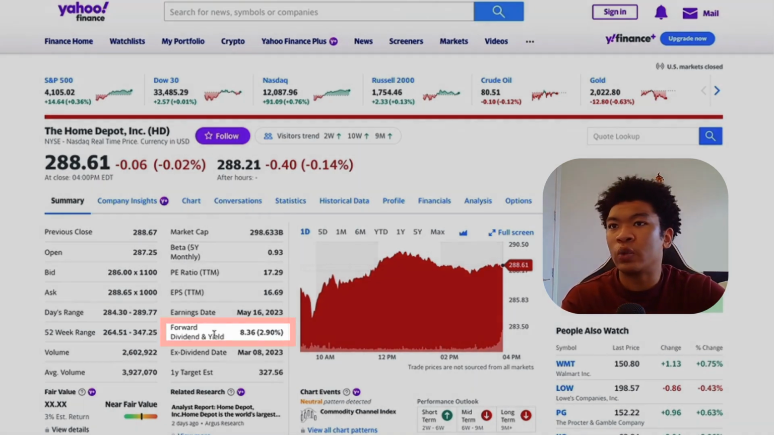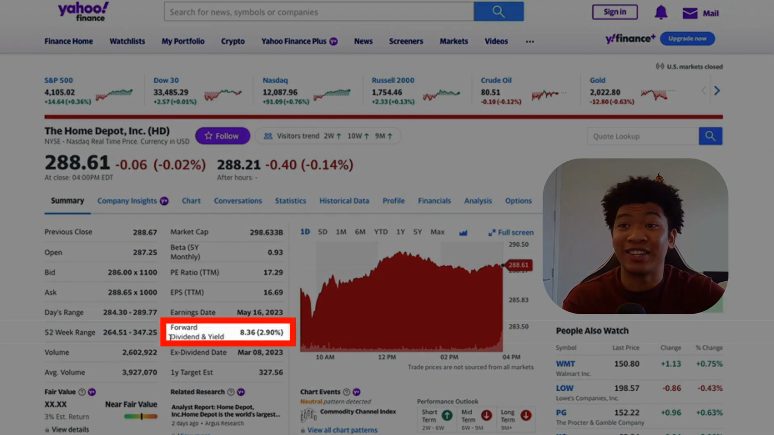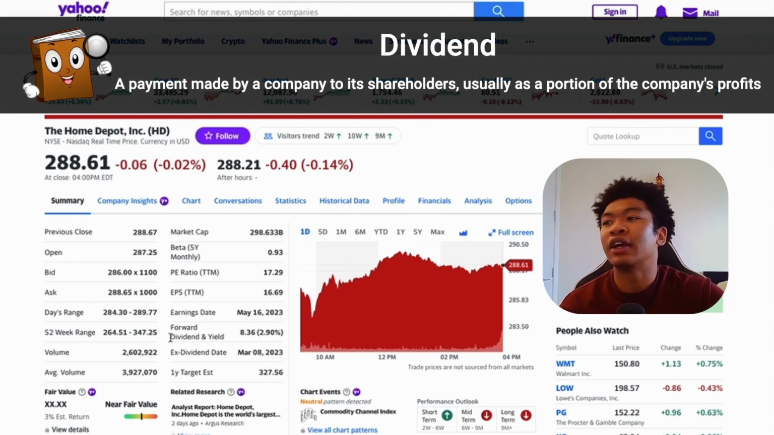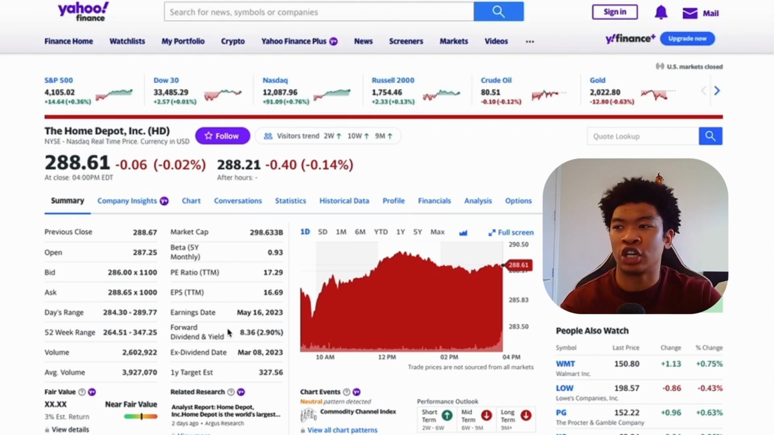Moving on down, we have forward dividend and yield. And this is edging on an intermediate metric, but it is an important concept to understand. Now, when a company makes a profit, they can either choose to reinvest the profits into the company, or they can pay the profits out to shareholders in the form of a dividend. The forward dividend you'll see here is representative of how much the company expects to pay out in dividends over the next year for each share a shareholder owns.